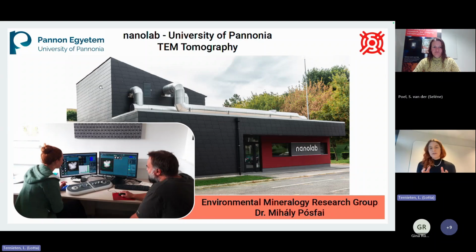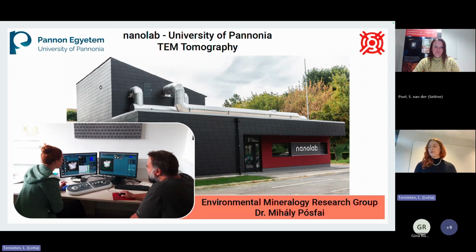And ferrihydride is, you already saw it, a highly disordered phase. So the contrast we see in our TEM images is very low, which would mean if there would be a second phase that is crystalline, and we, by tilting the stage, align the crystal axis of this phase with the electron beam, we would get a really, really strong contrast and could immediately see if there's something hidden in our particle. So I went to the NanoLab and worked with the group, the Environmental Mineralogy Research Group from Dr. Mihály Pósfai, as well as their team, and they helped me to do the 3D reconstructions, as well as having very nice discussions with the whole team there.